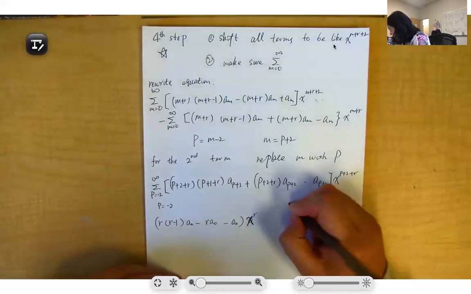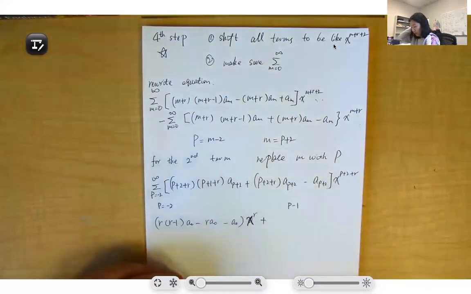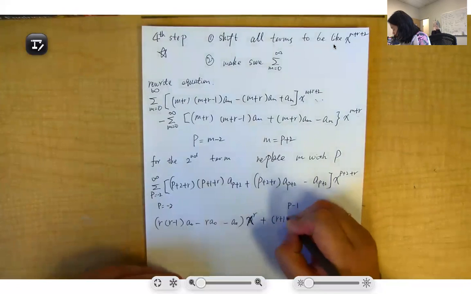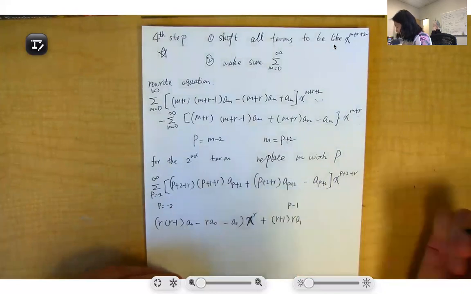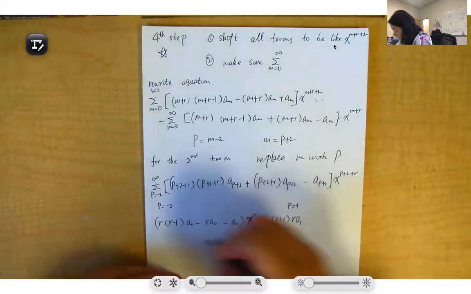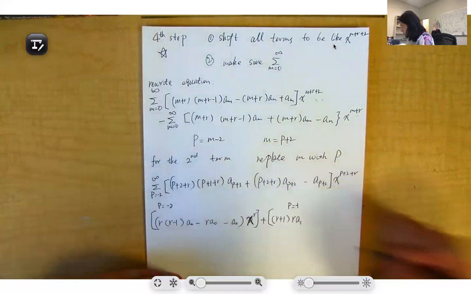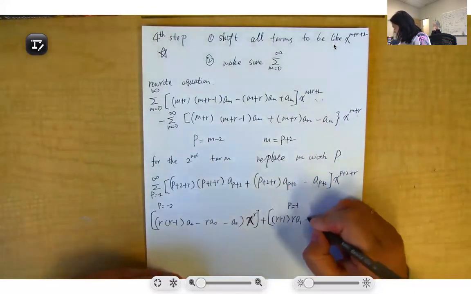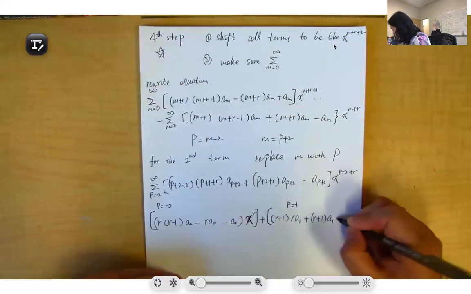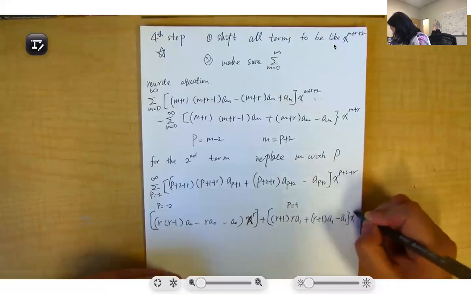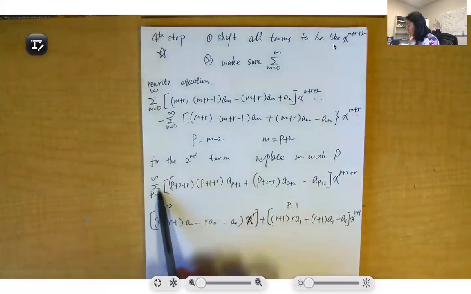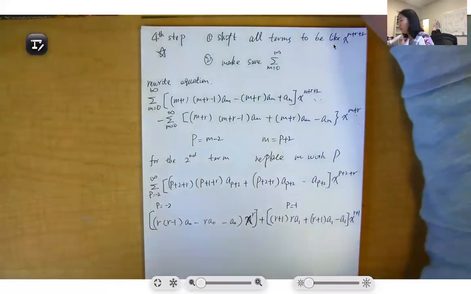How about p equals minus 1? That will be (r plus 1) times r a_1 plus (r plus 1) a_1 minus a_1, times x to the r plus 1. This is for p equals minus 1. Then when p equals 0 to infinity, everything will be the same as this, right? Everything will be the same.